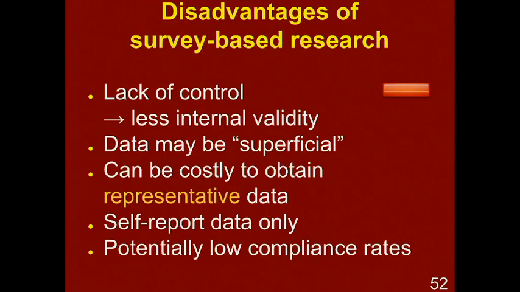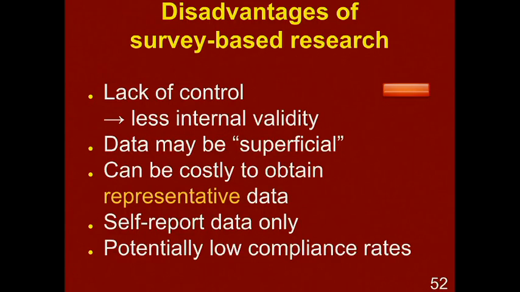Although it's relatively cheap to construct and roll out, it can be costly if we want to get representative data, which means really good sampling. So the census is a very expensive exercise because they literally go to everyone. They don't want to miss anybody out. Even if we don't want everyone, if we want to be systematic, then it can be costly to get out to everyone.